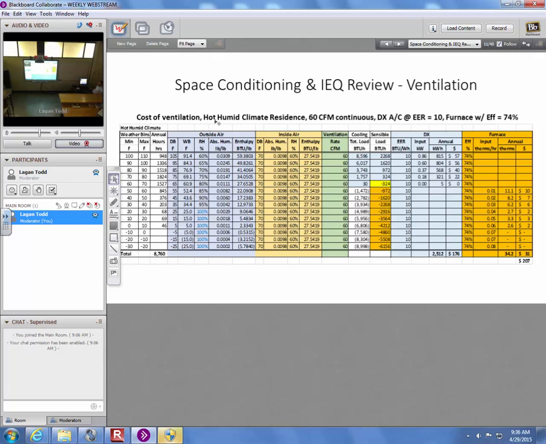Okay. So if you're in a hot, humid climate, you're going to pay for ventilation, but you're going to pay mostly in air conditioning. If you're in a heating-dominated climate like Missoula, you're going to pay mostly in heating. And obviously, to the extent that you can improve the efficiencies of the systems that have to do that heating or cooling, you save. Right? Absolutely.